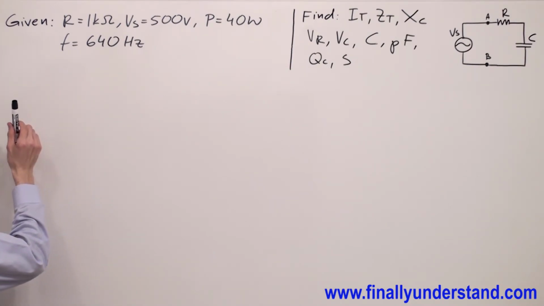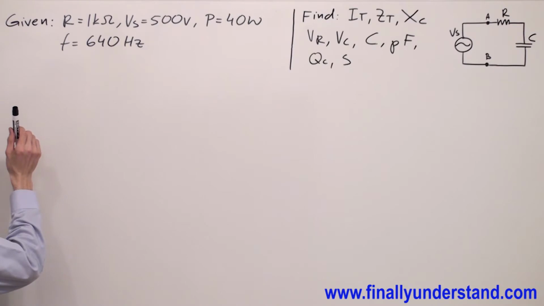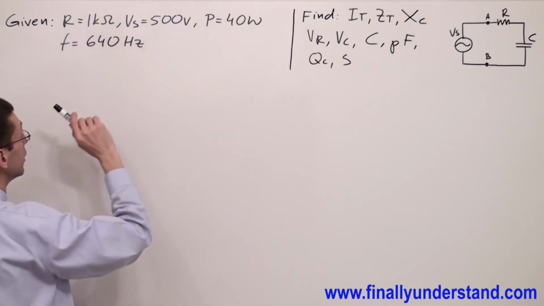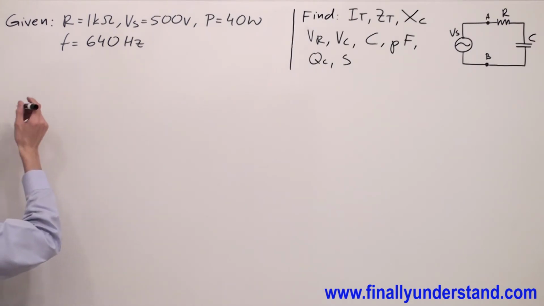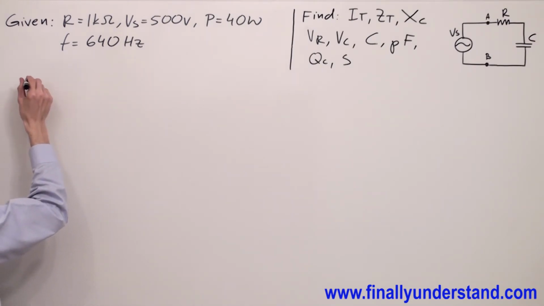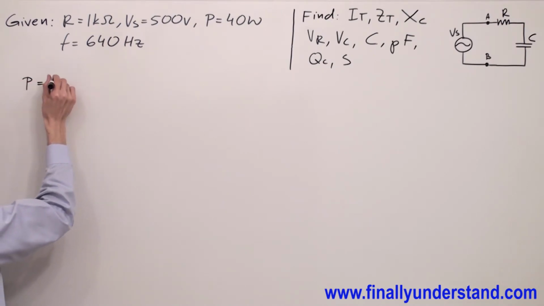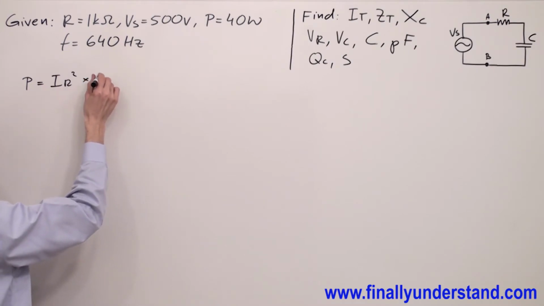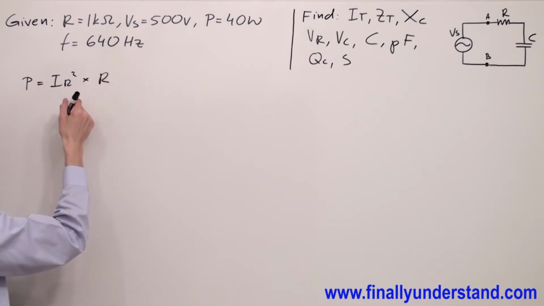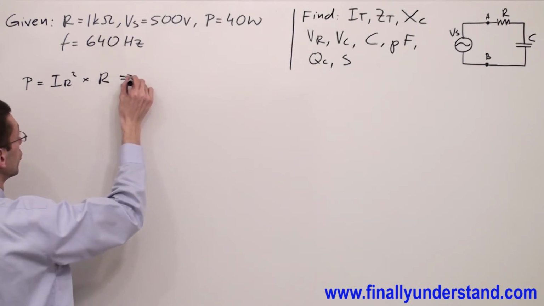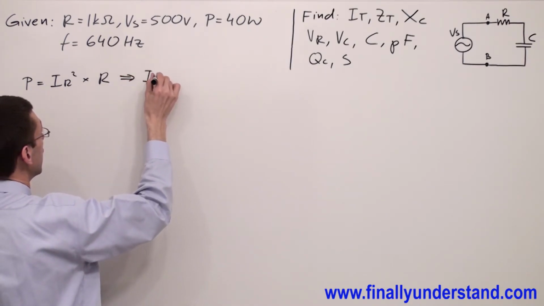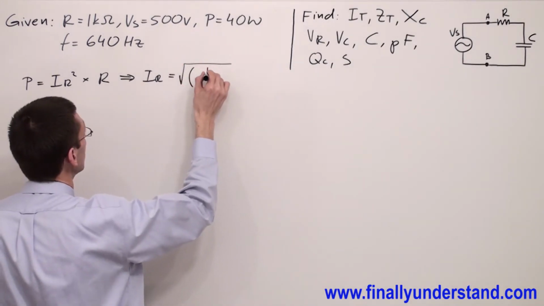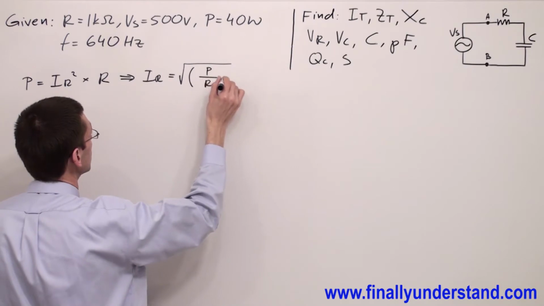Why? Because I have two pieces of information across the resistor. I have resistance and I have power at the resistor. So I have a formula which says that true power is equal to IR square times the resistance. If you rearrange the formula, you're supposed to get IR is equal to the square root of power over resistance.